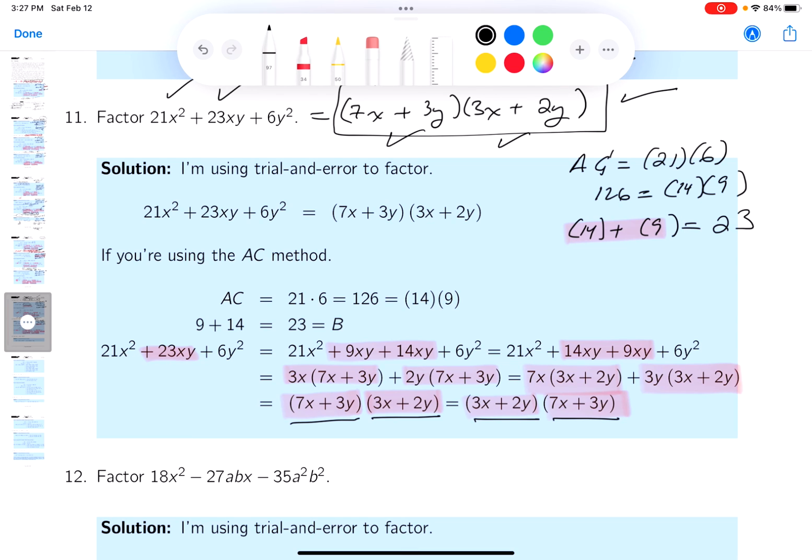What's my preference? Trial and error. Other people like AC. Whatever camp you're in, you decide what's worked best for you. You need to decide that.